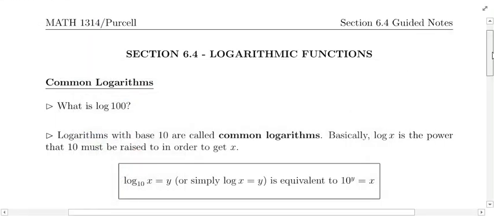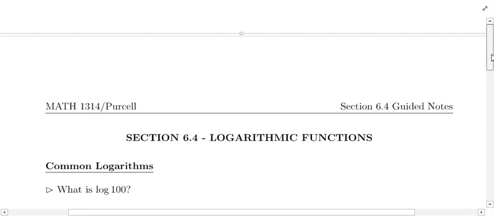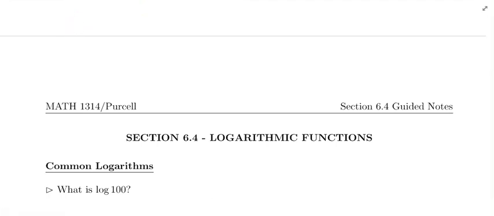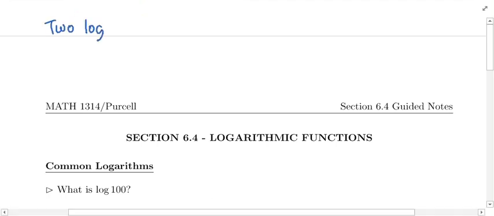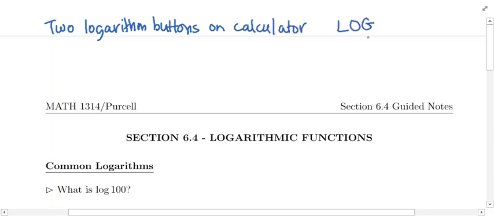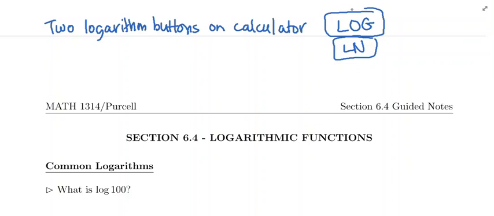Let me write that on here. Your calculator has two logarithm buttons, LOG and LN. These are the two buttons. They do different things, so don't think that since they're both logarithm buttons that they do the same thing. They do not. There is a difference between the two buttons.